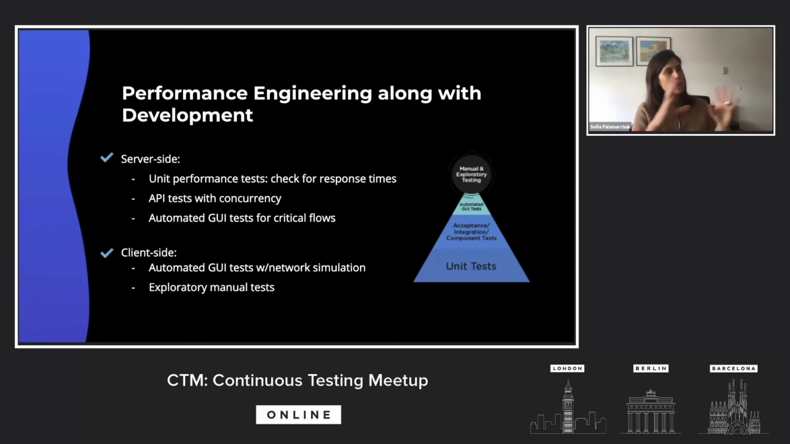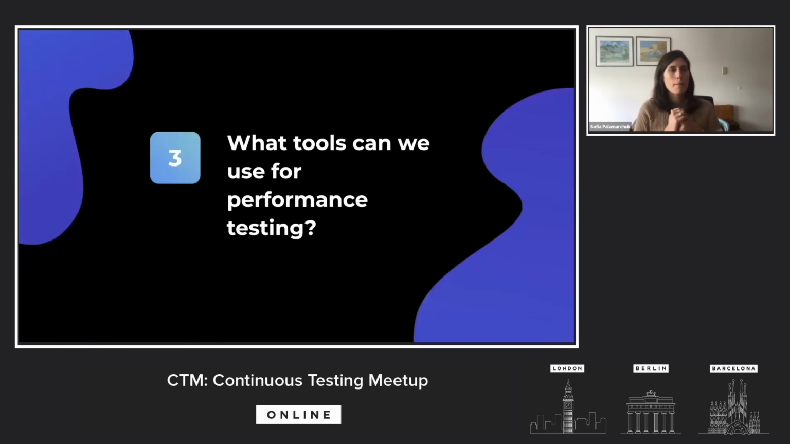Okay, so this is how you can translate the famous pyramid from Mike Cohn to performance, and specifically performance engineering. So you can start early testing different components of your application and what makes more sense according to, of course, your business goals.